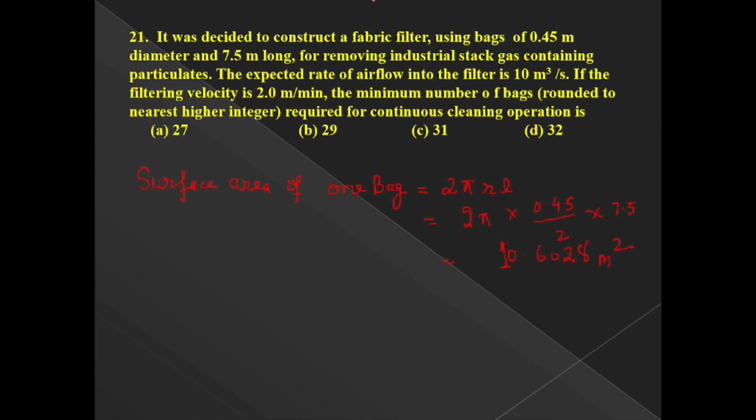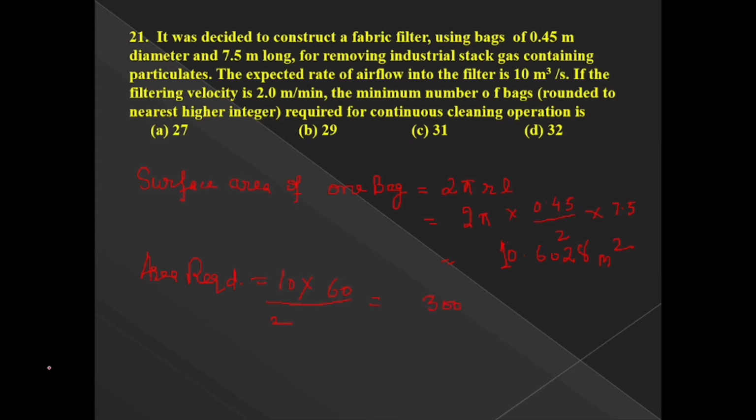Now the expected rate is given. If the filter velocity is given, we have to calculate the minimum number of bags. So the total area required is equal to 10 raised to 60 divided by 2, that is equal to 300. So this is the total area required.